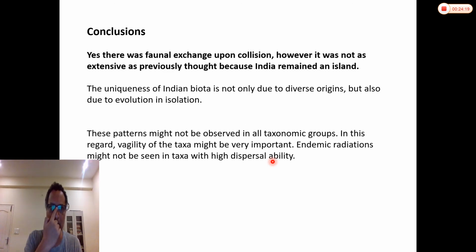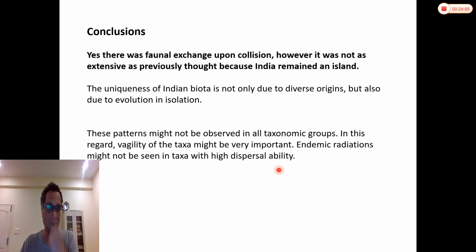right? So, upon collision, there was faunal exchange. However, it was not as extensive as previously thought, because subsequently India became an island again, right? So the uniqueness of India's biota is not only due to its diverse origins, Gondwanan, African, Asian, but also due to evolution in isolation, like in islands. These patterns might not be observed in all taxonomic groups, right?